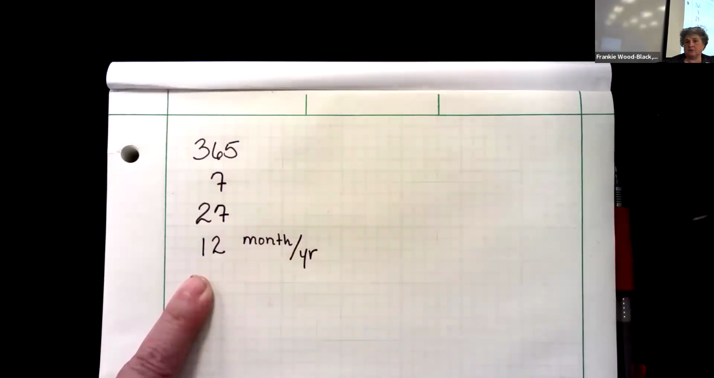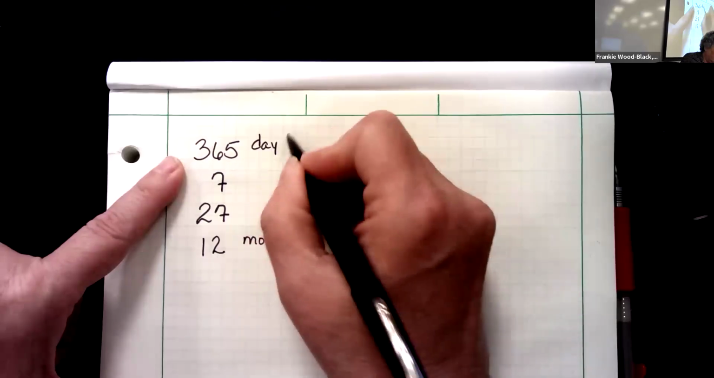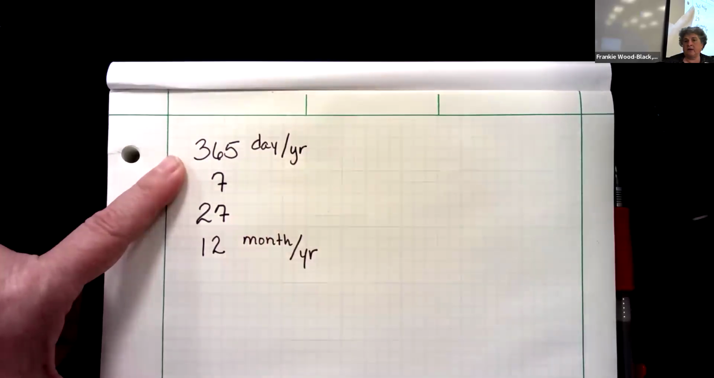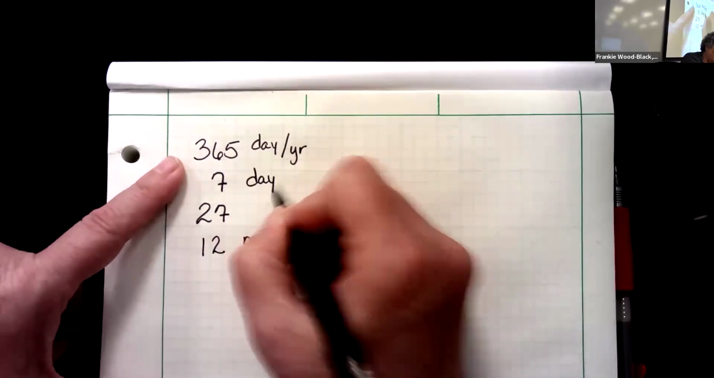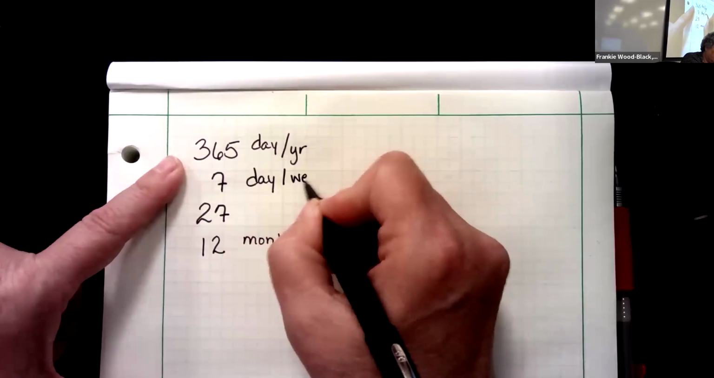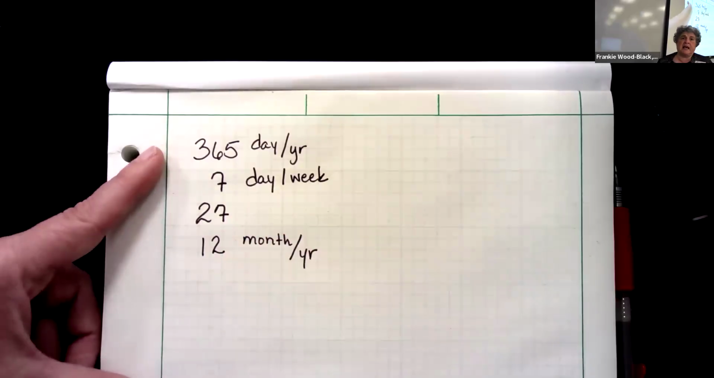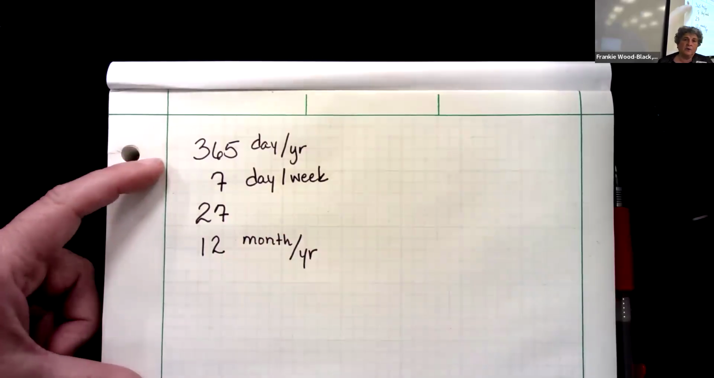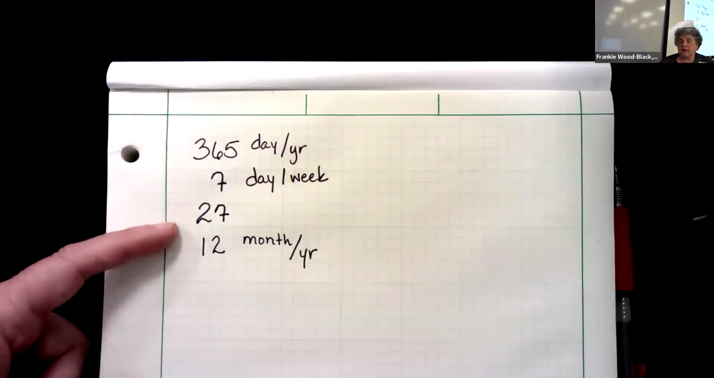So you got those units. There are 365 days per year. So we know that that's in there. And then these are days per week. So we actually have units. So numbers in physics have units. And we're going to do what we call unit analysis that really helps us out.